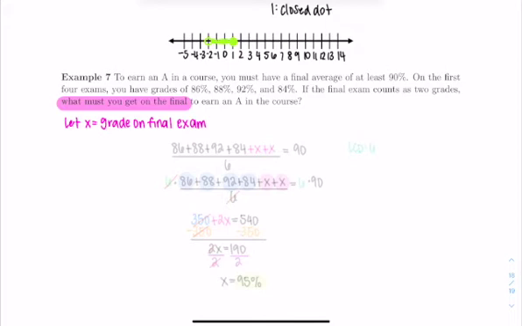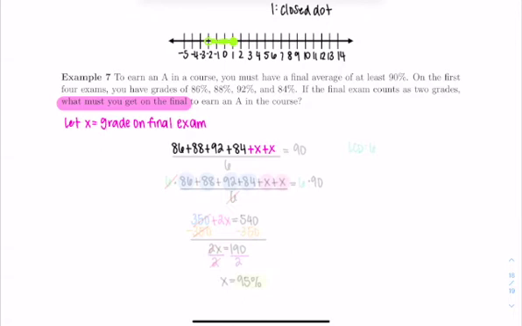The same thing happens here. So we want to find our average of our exams, and our final exam is included in this. We know that on the first exam, I have an 86. On the second, I have an 88. On the third, I have a 92. On the fourth, I have an 84. And then my final exam counts as 2 grades. So that's like having 2 additional tests, but they end up being the same score. So I'm going to add x and I'm going to add x because it's 2 additional grades.